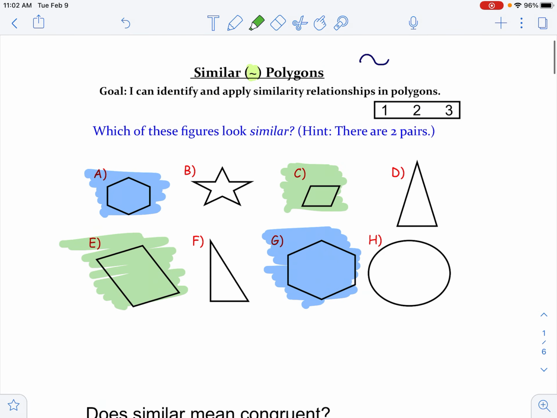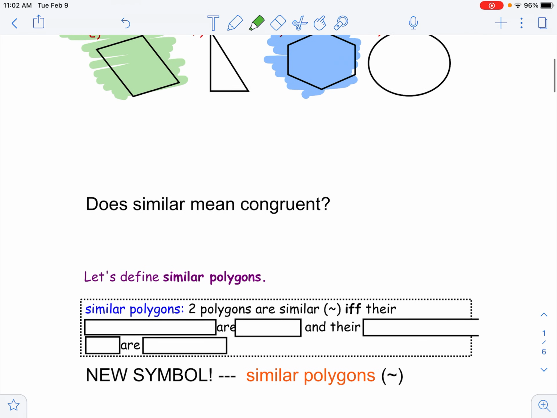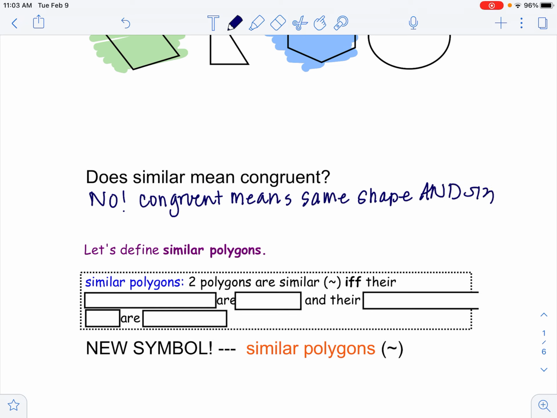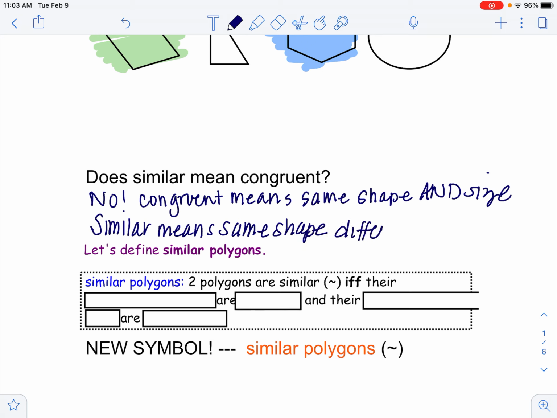Does similar mean congruent? Are those two congruent that are highlighted in green? No. Similar does not mean congruent. Congruent means same shape and size. Similar means same shape, different size.